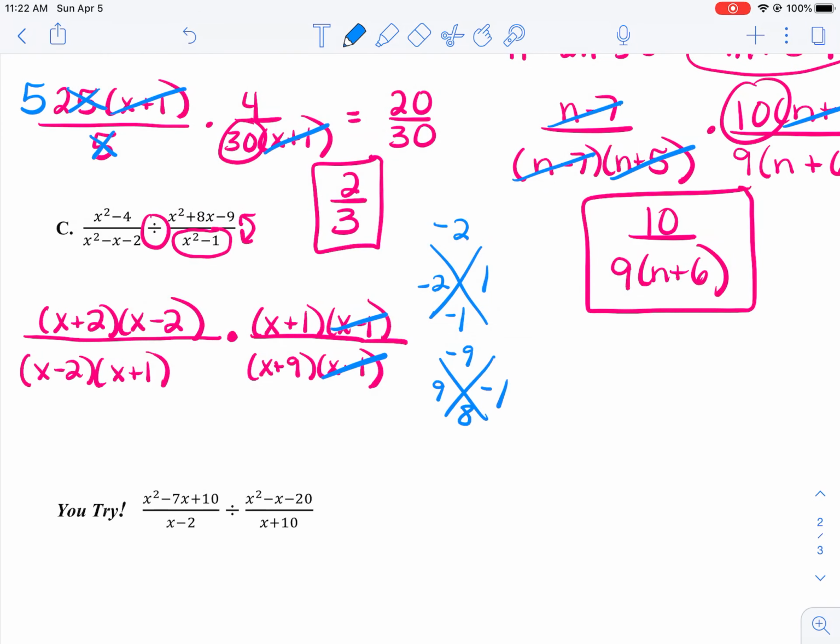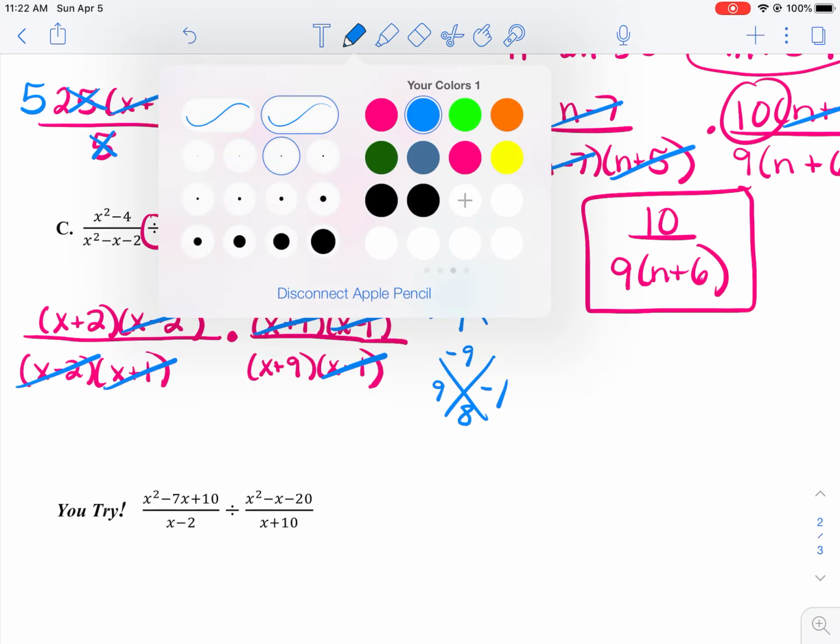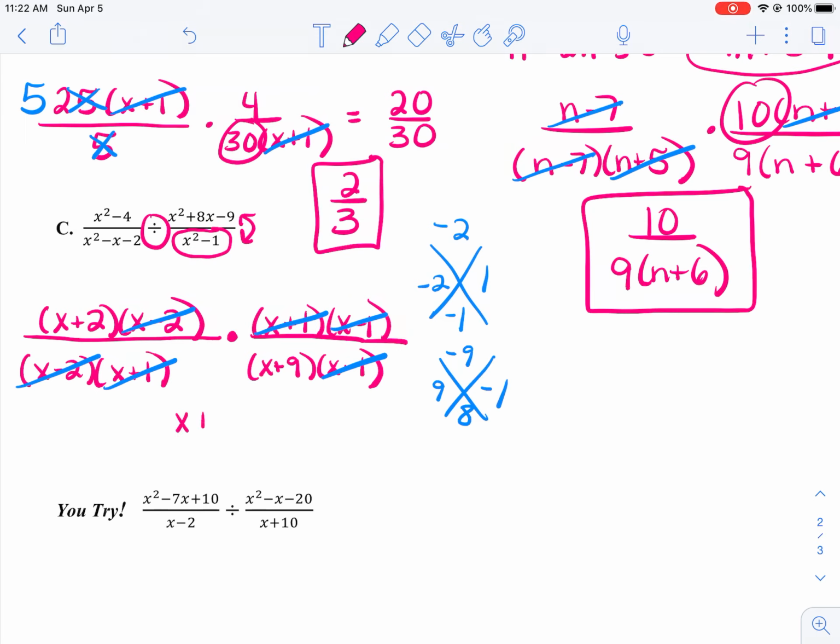Okay, so now I can cross out the x minus 1s, the x plus 1s, the x minus 2s, and all I have left on the top is an x plus 2, and all I have left on the bottom is an x plus 9. Okay, so just that extra step right at the beginning.